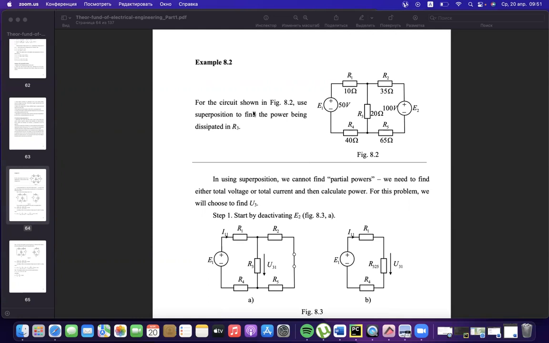Please, if you have any questions about these methods, welcome. If not, we will go further to the equivalent generator. For this method, is everything okay? Is everything clear? Yes. Okay. Okay.